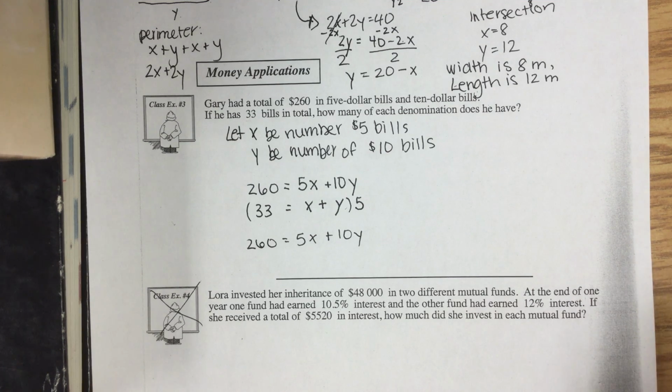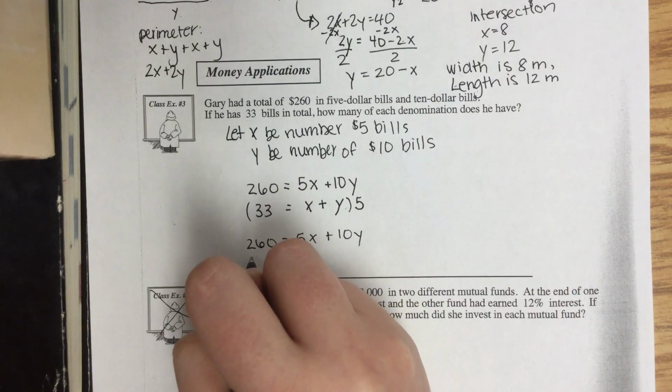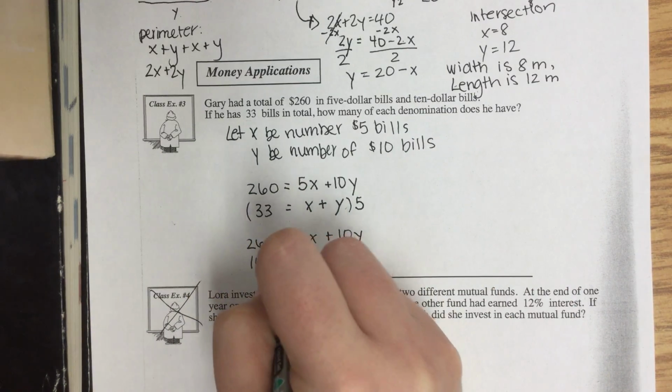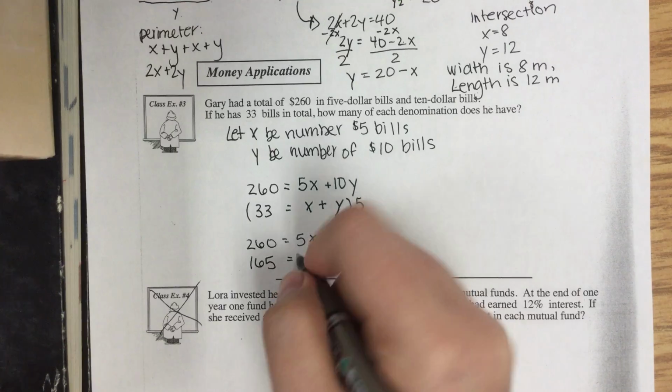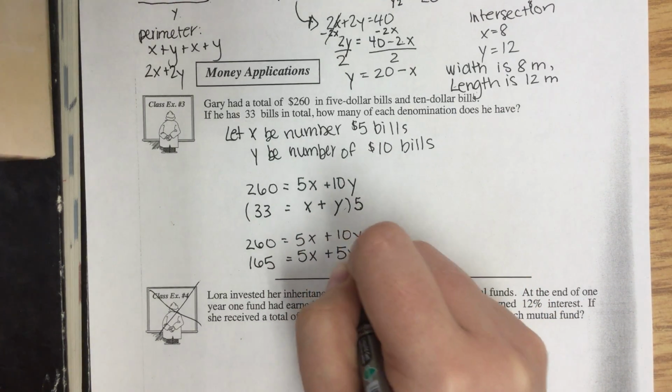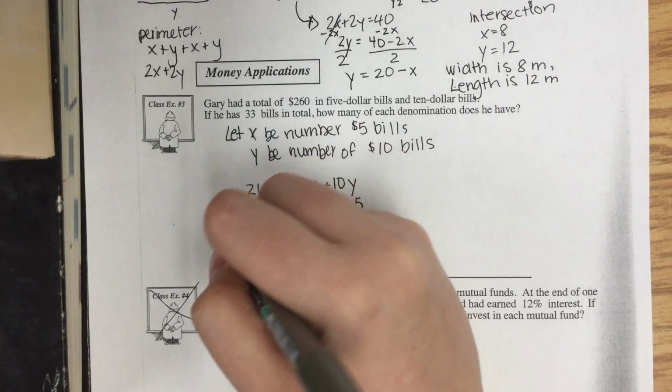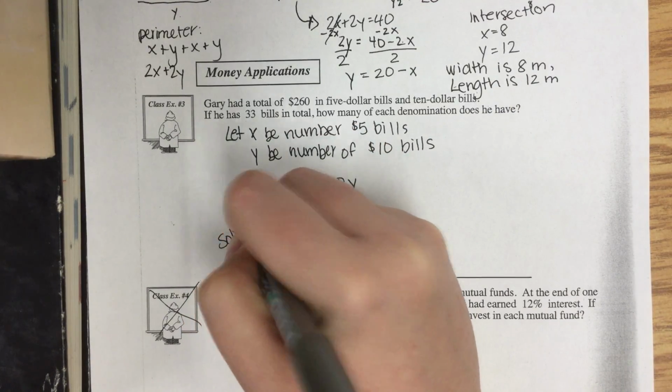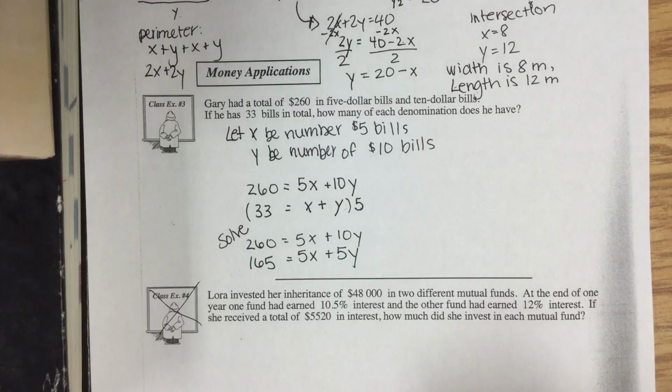33 times 5 would be 95? No, 165. 165. And I'm going to go 5 times x, 5x. 5 times y is 5y. And so this is the system I'm about to solve.